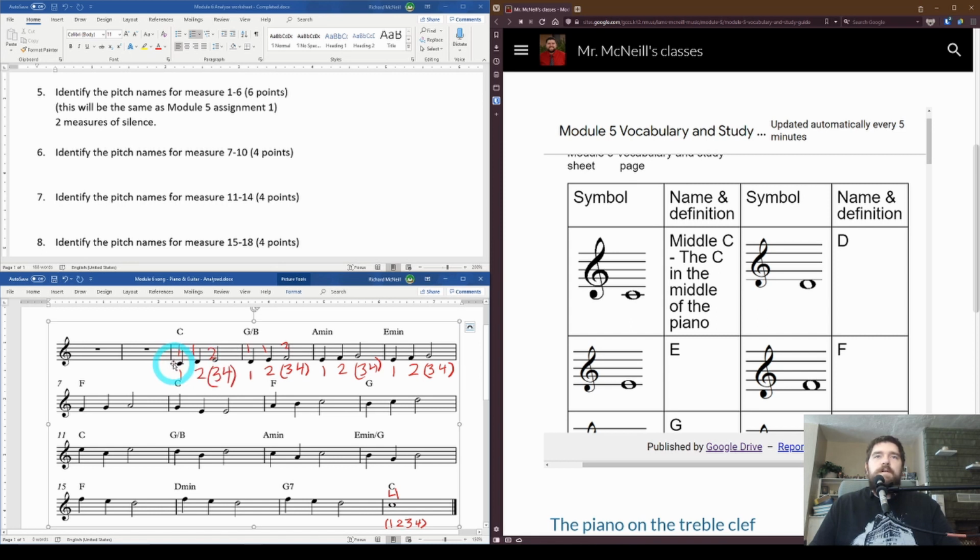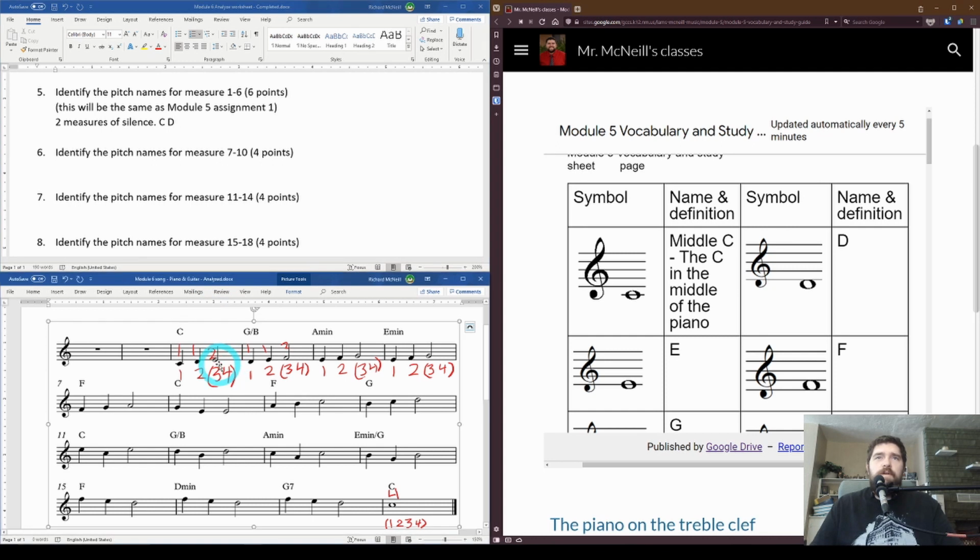This one is on the ledger line below the staff. I look over at the Module 5 Study Guide and find the note on the ledger line below the staff. This is our middle C, and for the sake of our notes, we just write down C. This next one is the first space below the staff, and on the study guide that note is a D.